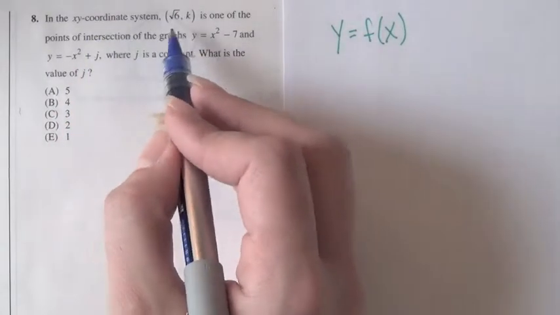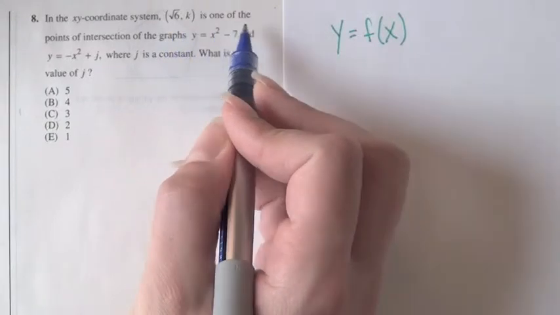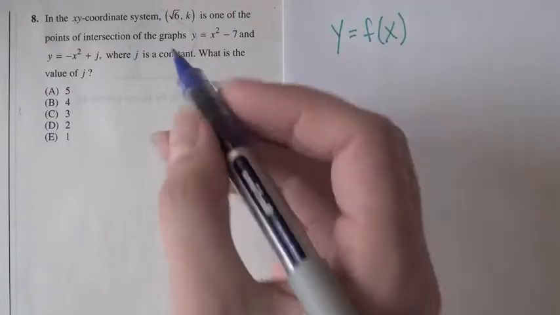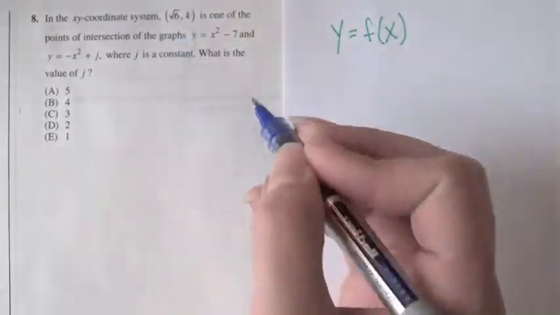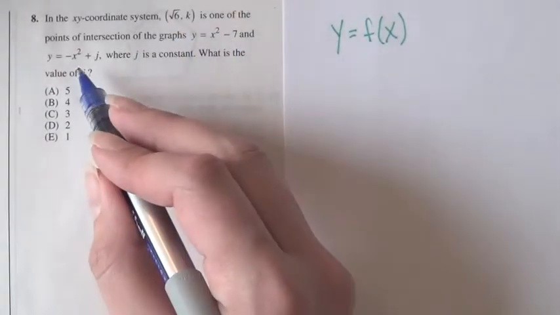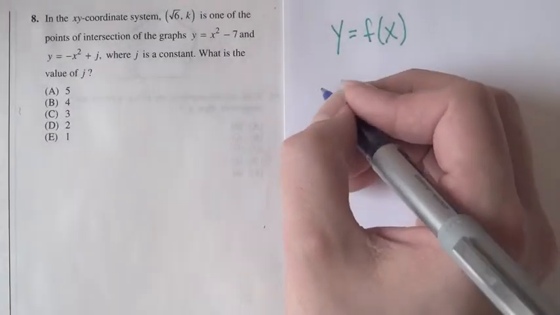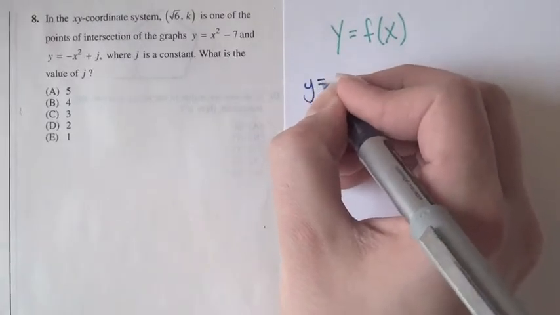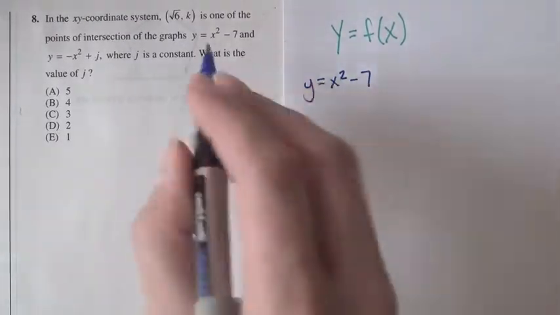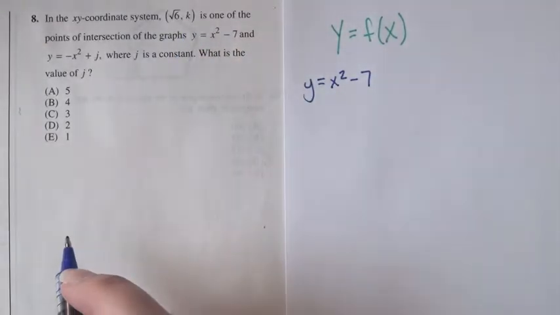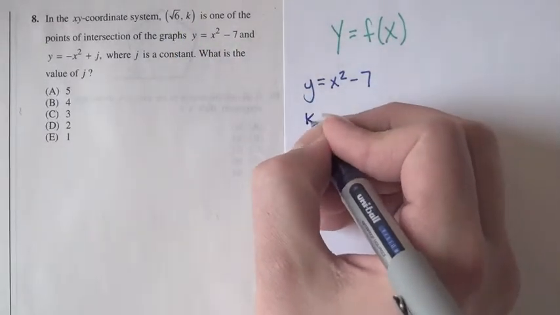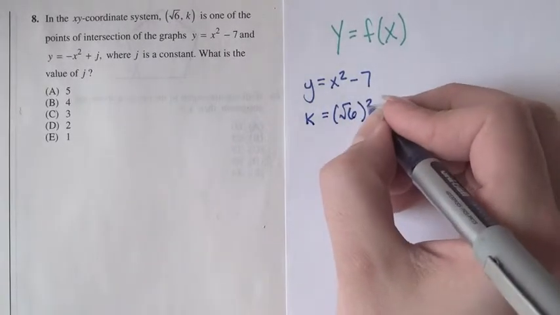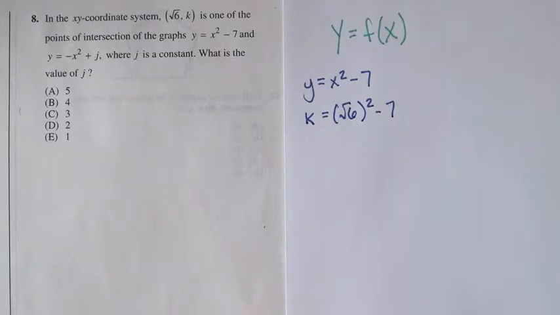And to solve it, notice that if the square root of 6, k is one of the points of intersection of the graphs, what that means is that the set square root of 6 for x and k for y is a solution for both of these equations. So let's sub it in for x and y in both of these equations. I'll start with the first one, y equals x squared minus 7, and plug in square root of 6 and k for x and y respectively. So you'll get k is equal to the square root of 6 squared minus 7.